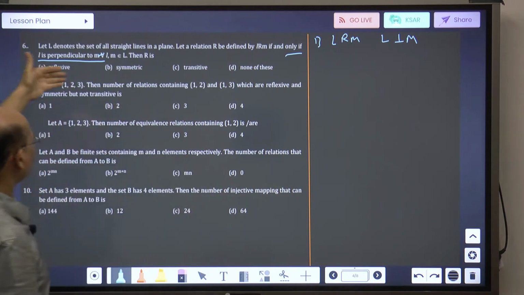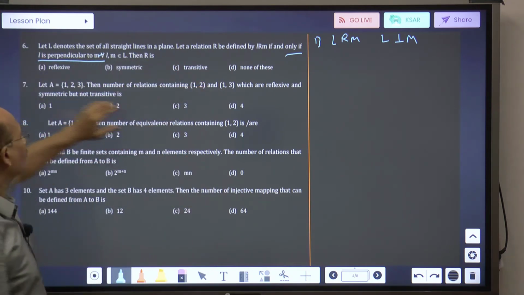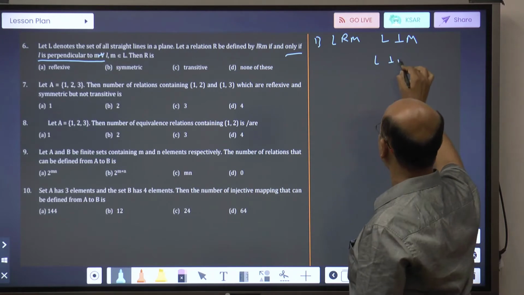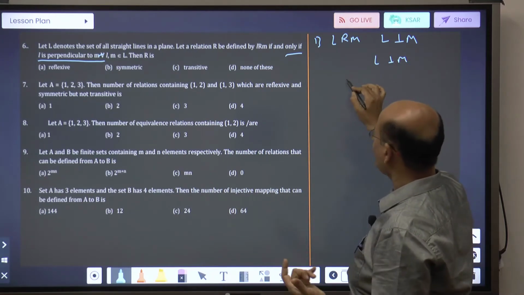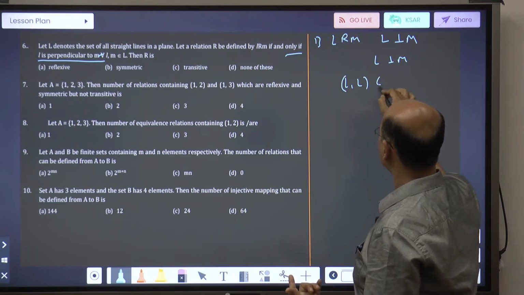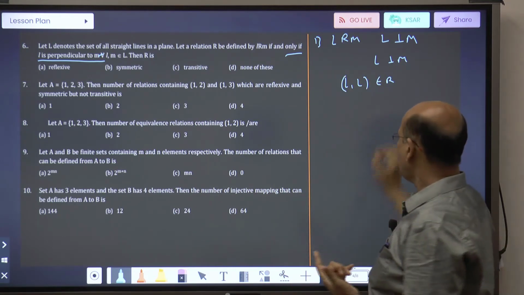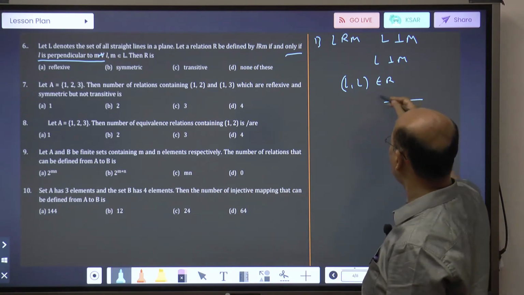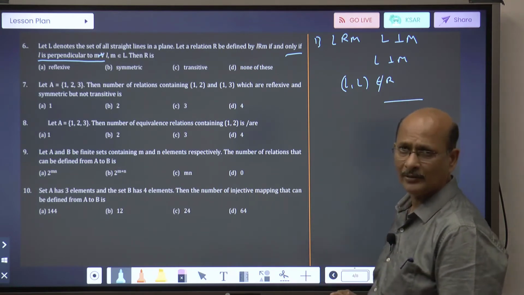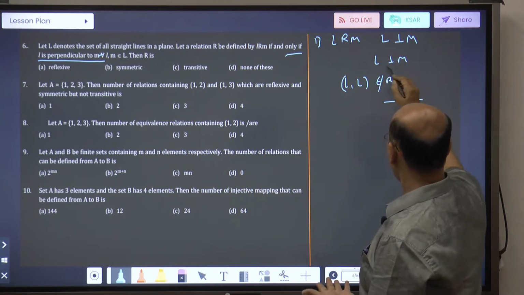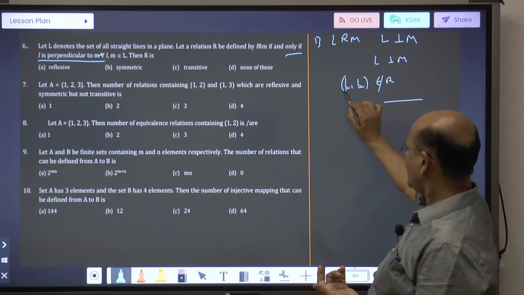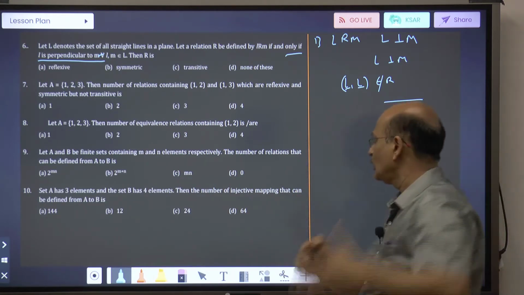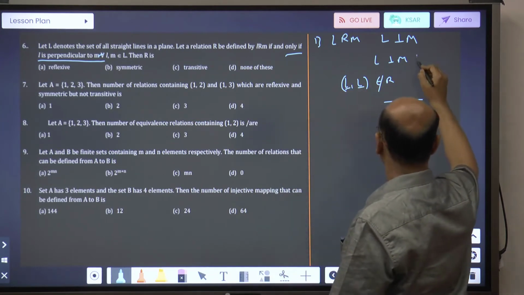There is no need to work out all of them. First of all, let us talk about reflexive. L is perpendicular to M. Reflexive says (L, L) should belong to R. Now how can a line be perpendicular to itself? Not possible. A line cannot be perpendicular to itself, so (L, L) doesn't belong to R. A line will be parallel to itself and not perpendicular. So reflexive is out of question.